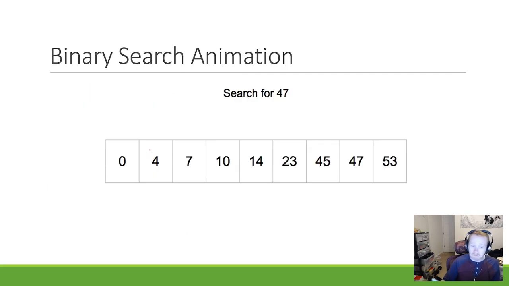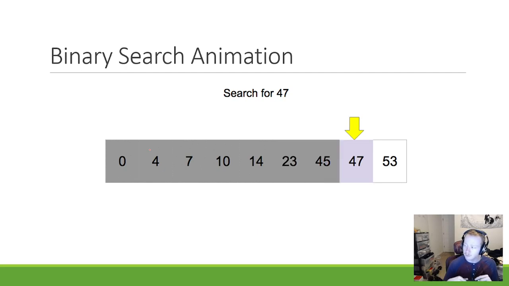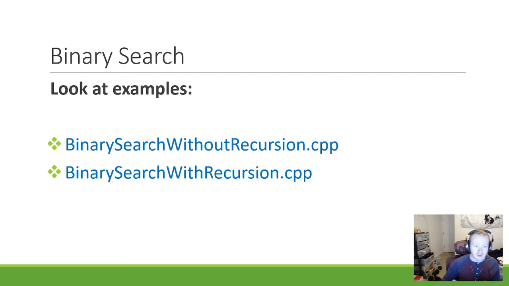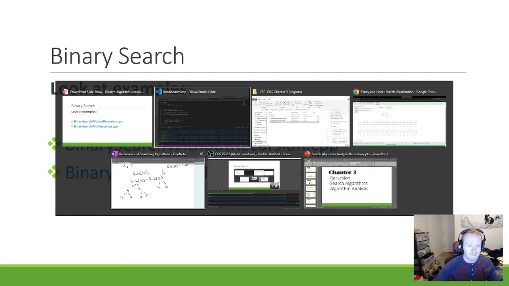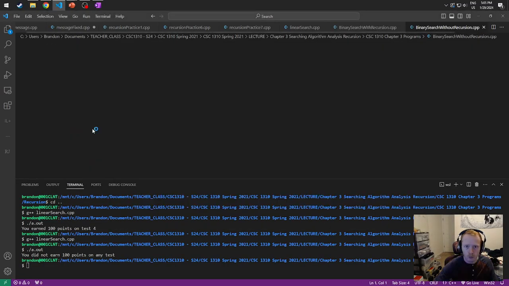So, animation for binary search, we're looking for 47. 14 is less than 47, so we know we only have to look above 14. 45 is less than 47, so we look above it, and we hit our number. So, another flamenco dance demonstrating searching algorithms. And we have a couple of examples code-wise. So we have with recursion and without recursion.